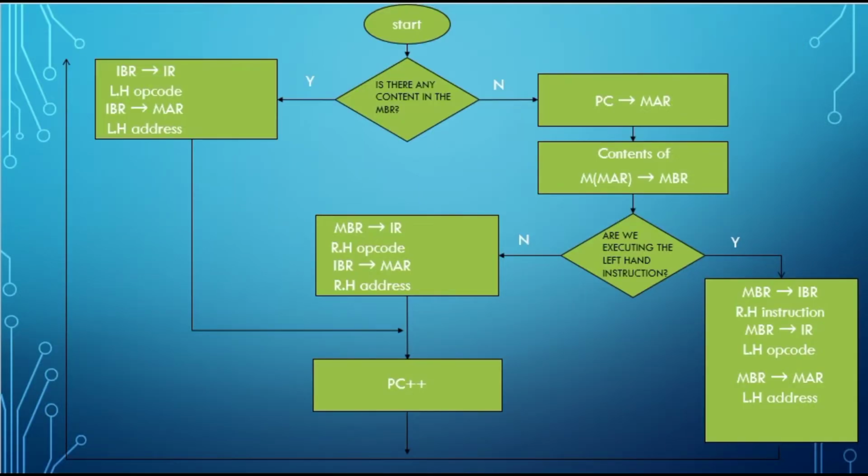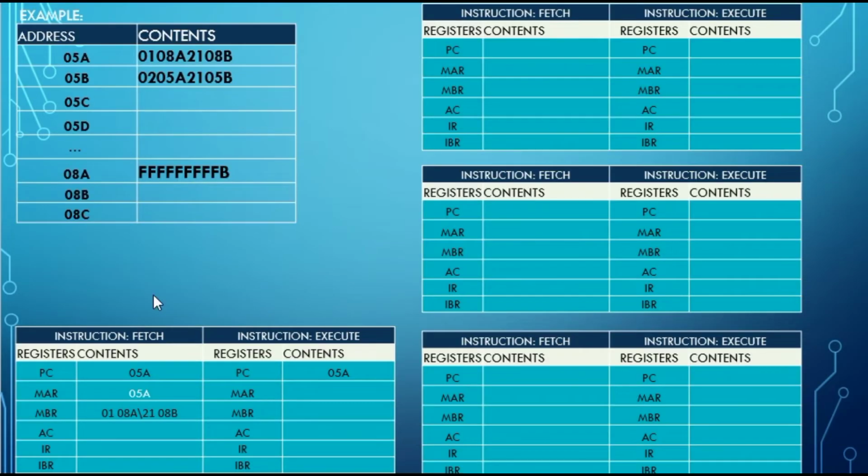So now we'll go back to our flowchart and we say, are we executing the left-hand instruction? Yes, we are. So if we're executing the left-hand instruction, our MBR is going to contain the right-hand instruction. So here, our right-hand instruction is going to be 21 space 08B. That is our IBR.